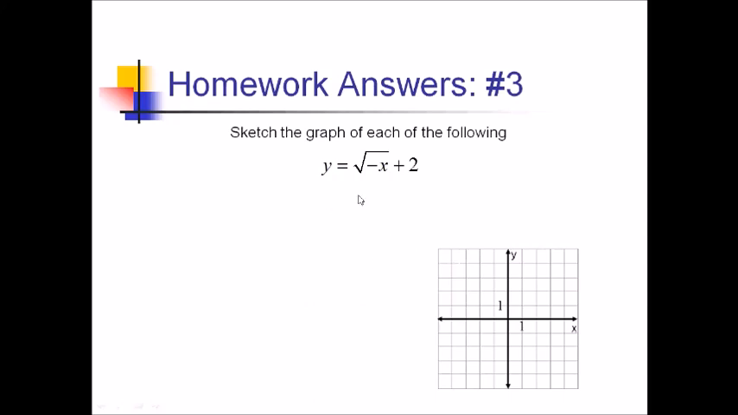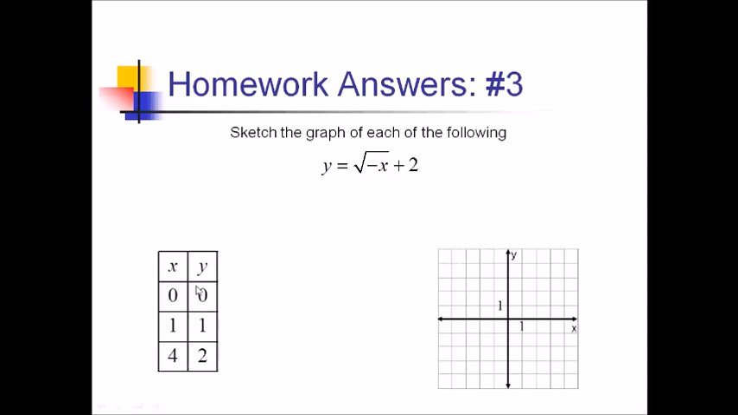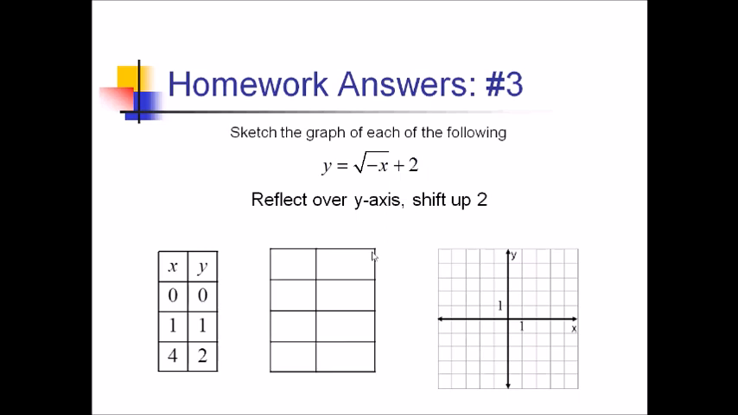For number 3, we have a square root function to transform. There's our square root table with the first 3 points. And then we're going to be reflecting horizontally, multiplying x values by -1, and then we're going to shift up 2. So we're going to be doing -x and y plus 2.